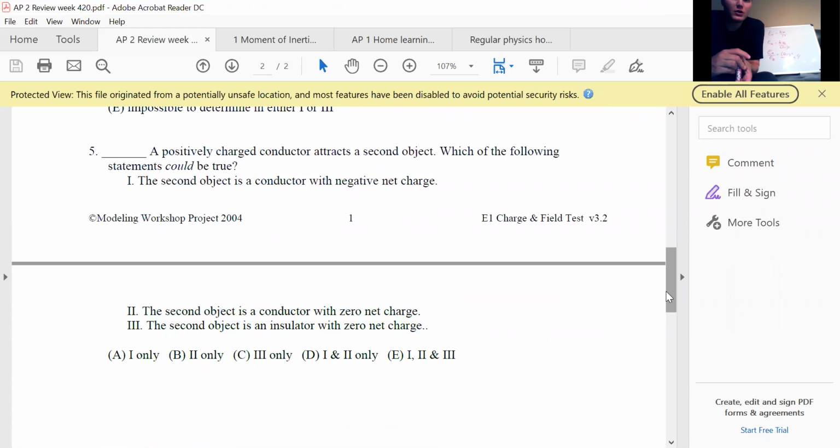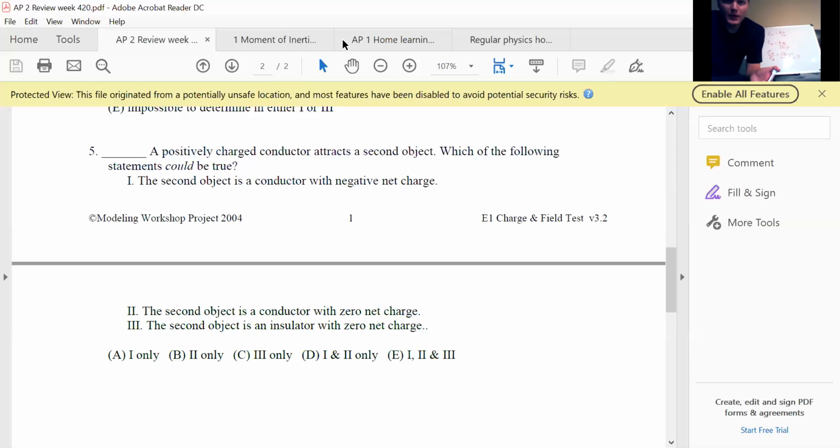Well, if you have a positively charged conductor and it's attracting something else, let's just take a look at the options. The first option says the second object is a conductor with negative net charge. Well, yes, that could be true. If you bring 2 conductors, say 2 metal spheres, close to each other, and one has a positive charge and one has a negative charge, they will attract each other. And so 1 could be true. 2 says you bring in a second conductor, so another metal sphere, and this time it has 0 net charge. Could it still be attracted to the positively charged one?